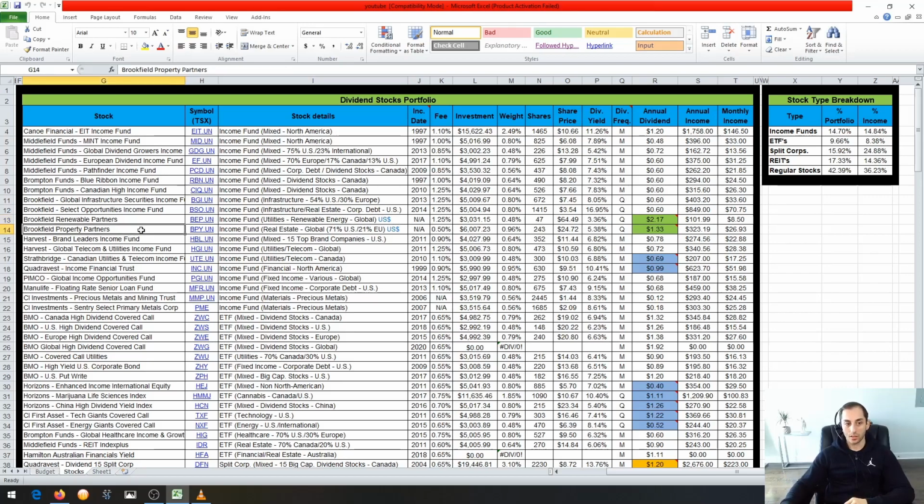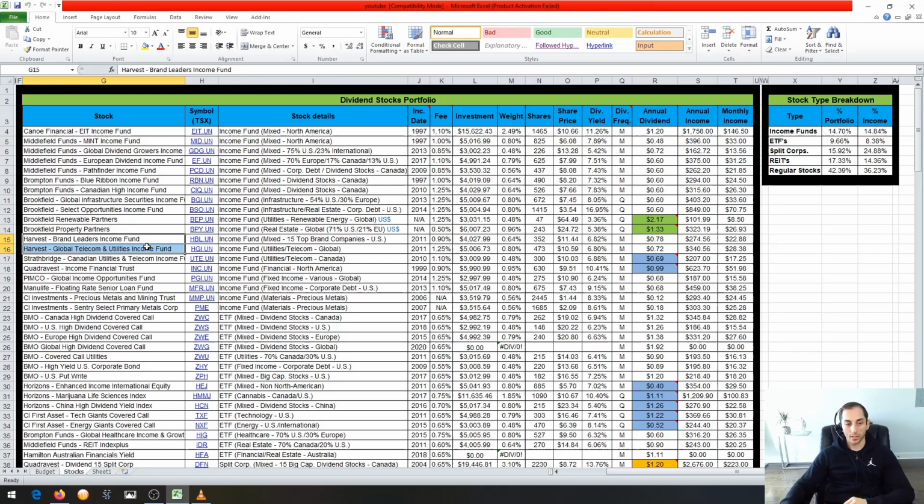The next one is called the Brookfield Property Partners, sorry. So same type of deal like the renewable energy one, but this one here is focused obviously on global real estate. Mostly in the US, you have the breakdown here. So a really good fund if you want exposure to global real estate. And the good thing about these two funds is they both constantly increase their dividend.